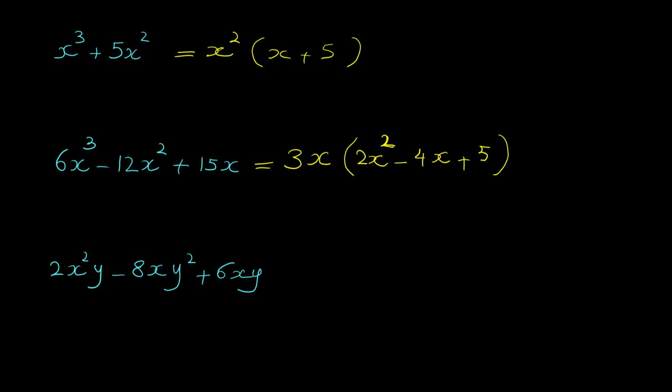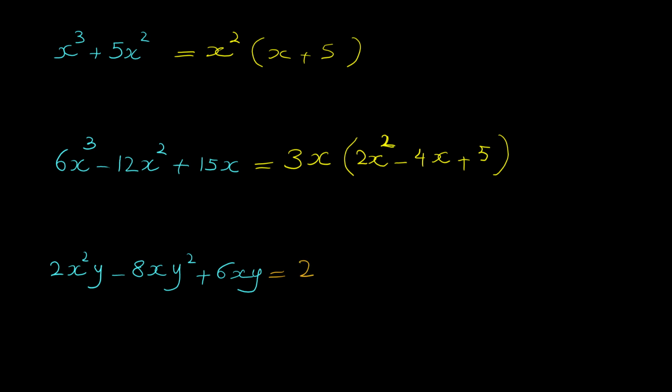In the next example, we have two variables, x and y. First, as usual, we focus on the numbers, then the variables. 2, -8, 6. What is the common factor between these numbers? 2, 8, 6. Yes, it is 2. So 2 is the common factor.